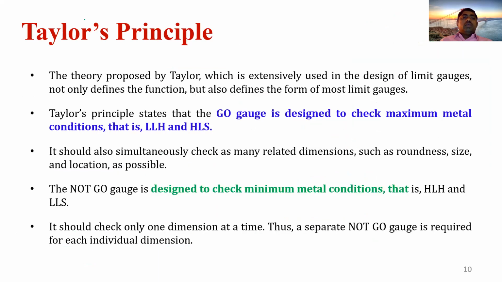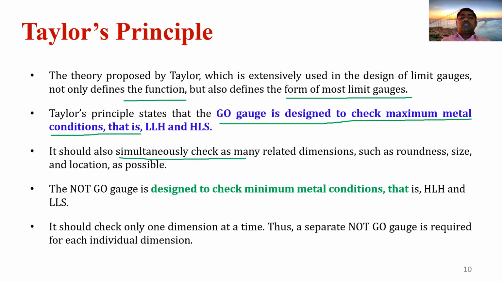Next, coming to Taylor's principle. This Taylor's principle is extensively used in the design of limit gauges. It not only defines the function, but also the form of most limit gauges. According to Taylor's principle, the GO gauge is designed to check the maximum metal conditions, that is the low limit of the hole and the high limit of the shaft. It should also simultaneously check as many related dimensions as possible, such as roundness, size and location.